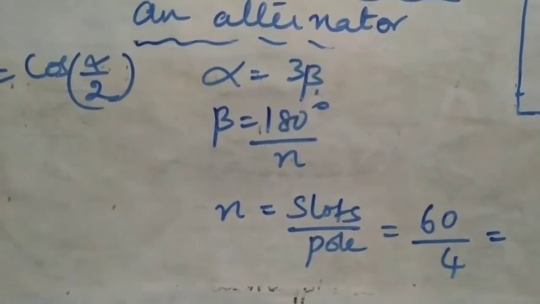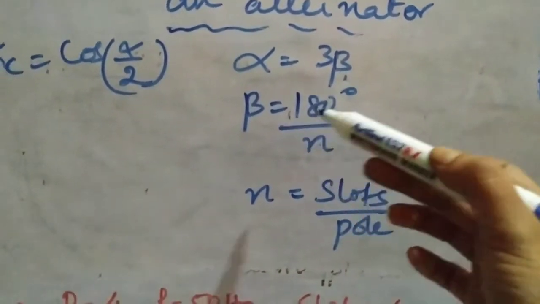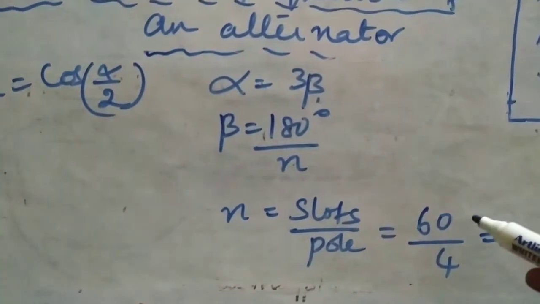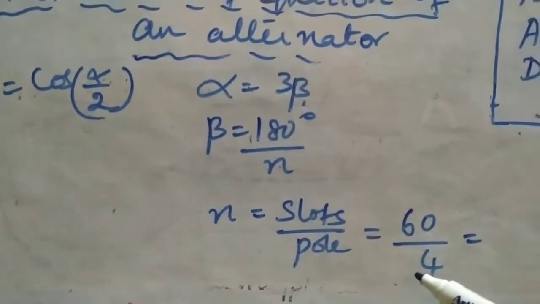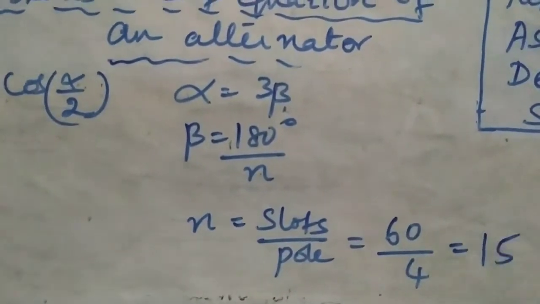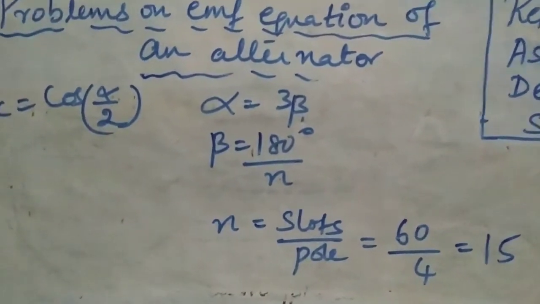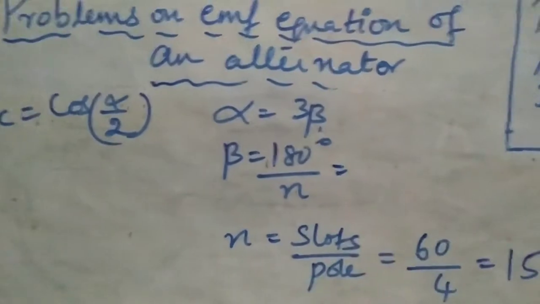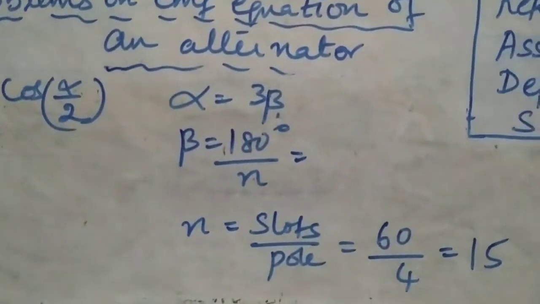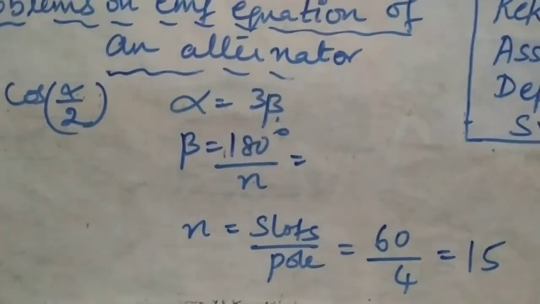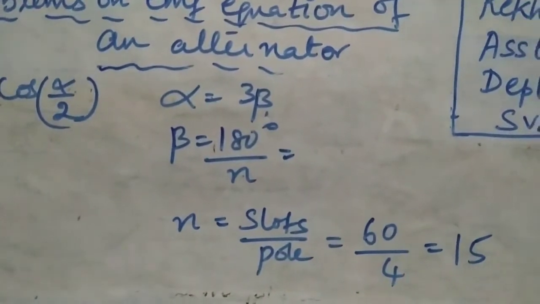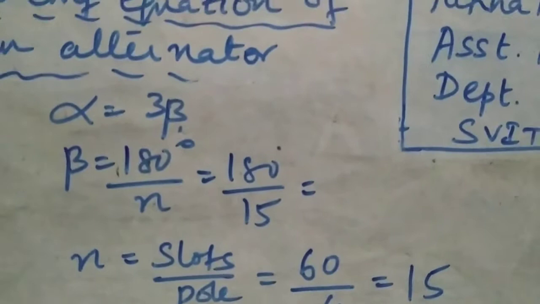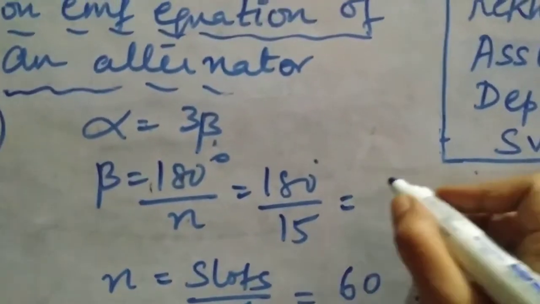So here alpha is equal to 3 times beta. Beta is nothing but 180 degree divided by n. n is nothing but the slots per pole. So slots is given 60 and pole is also given 4. So the answer will be 15. Right? So now you can solve by substituting this 15 in this formula. So it results in 180 degree divided by 15. So it results with 12.